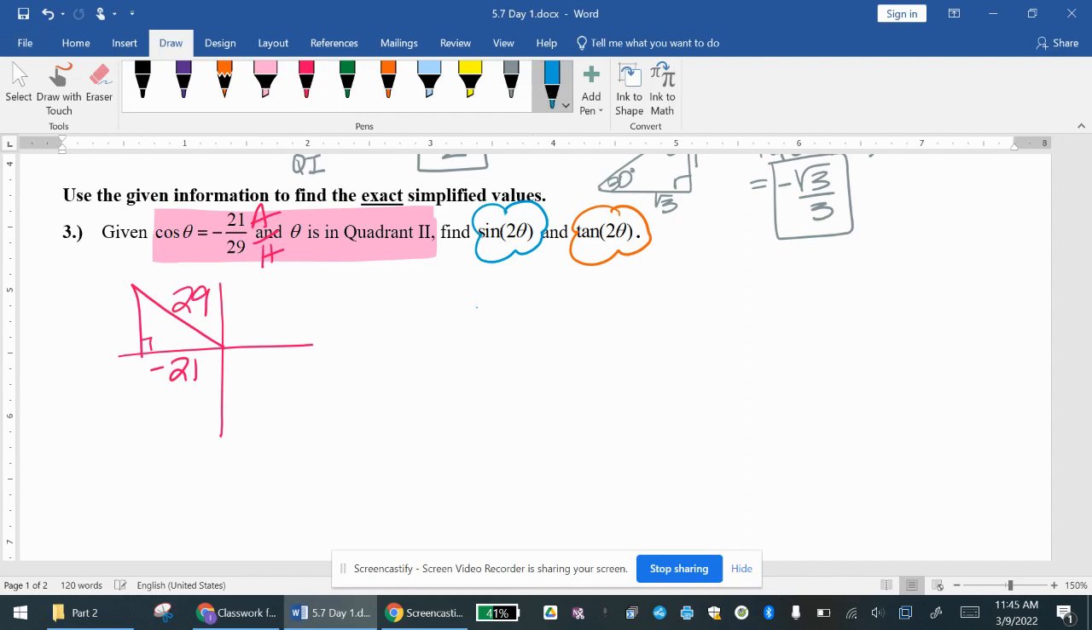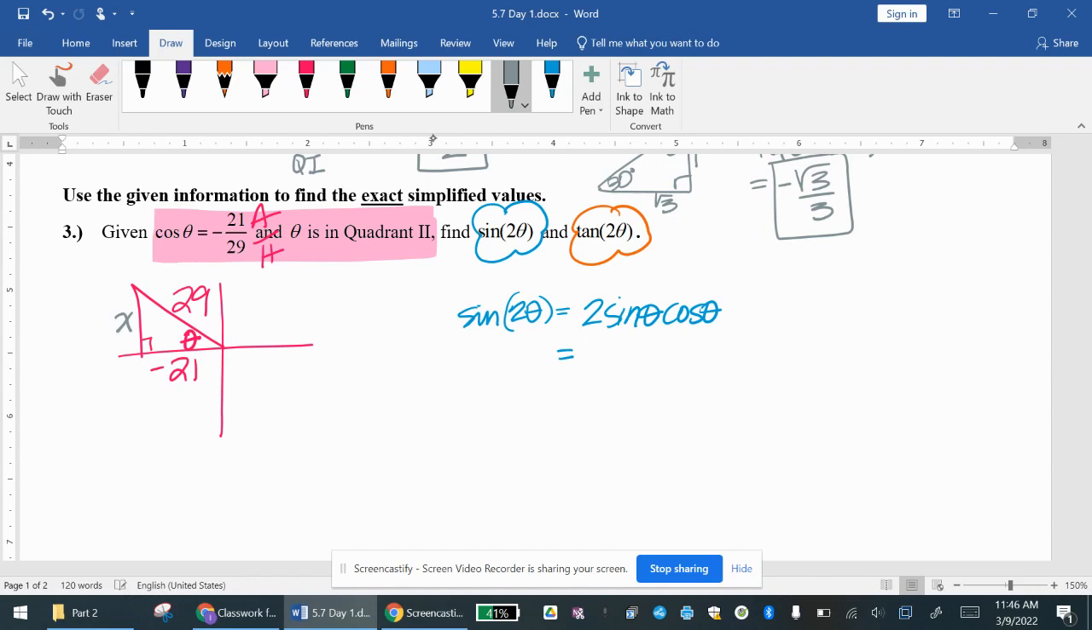As I start to think of the patterns for the double angles, look at your identities. The sine of 2 theta requires 2 times sine of theta times cosine of theta. So I need to find the sine of my angle, and I forgot to label my angle here, and the cosine of my angle. Well, the sine of my angle requires me to know what the opposite side is.